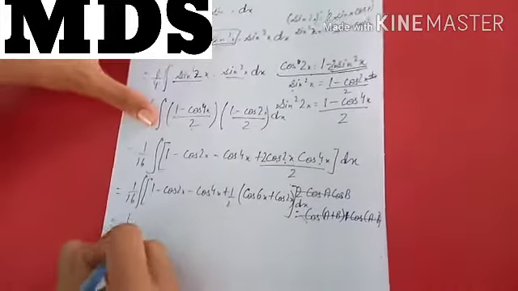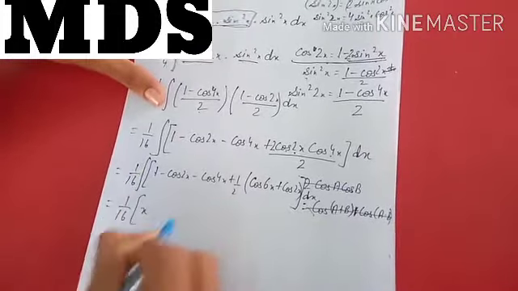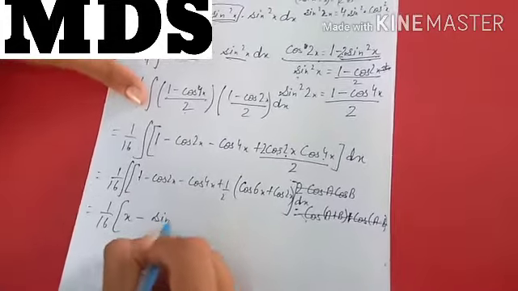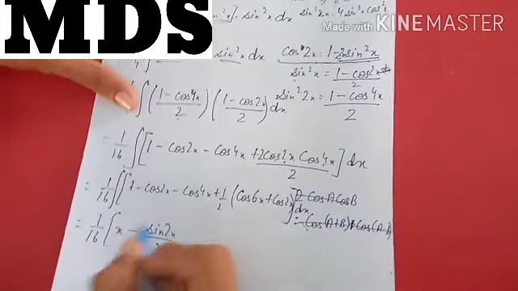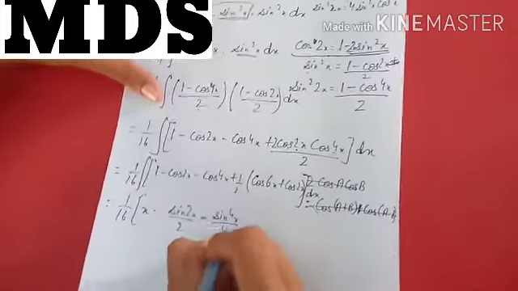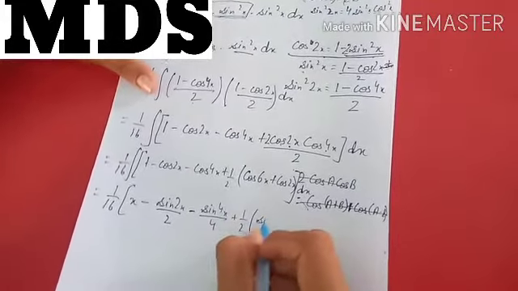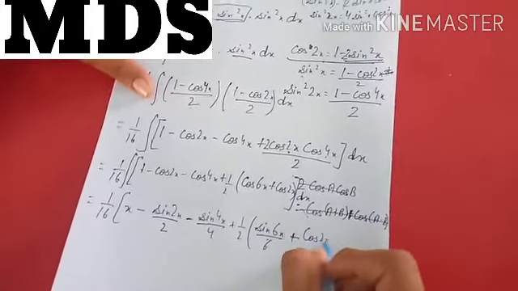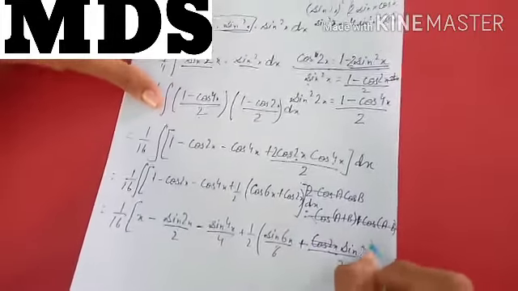It will be what? 1 by 16. Integration of 1 will be what? It will be x, of cos 2x will be sin 2x by 2, minus of cos 4x, it will be sin 4x by 4, plus 1 by 2 this as it is, and then of cos 6x will be sin 6x by 6, plus of cos 2x will be sin 2x by 2.